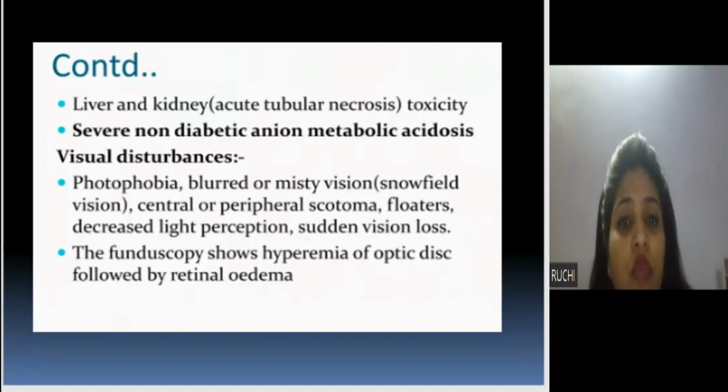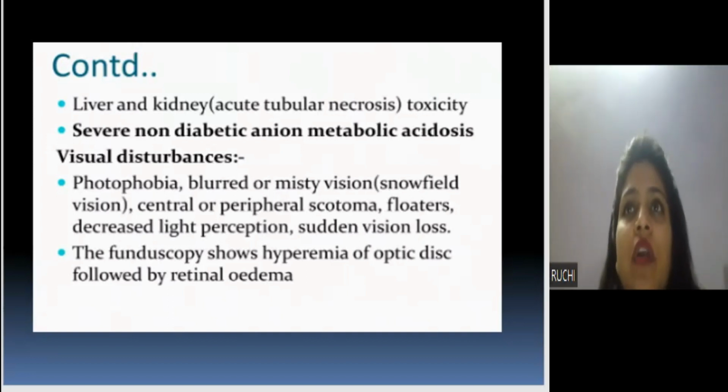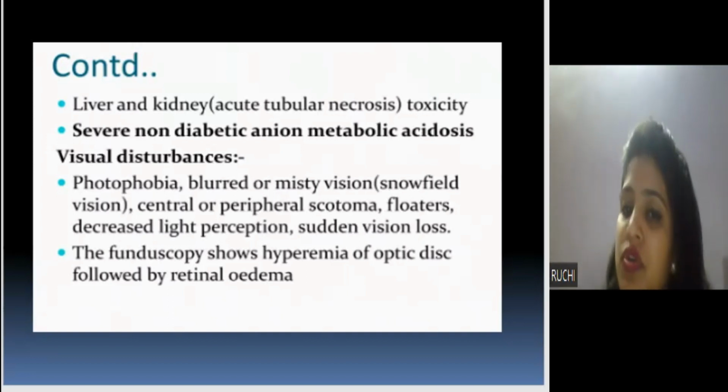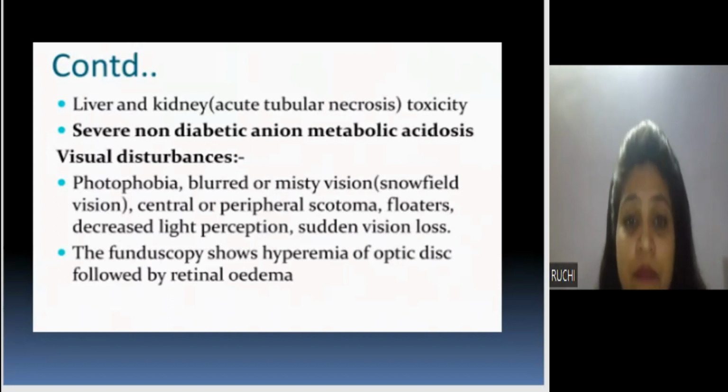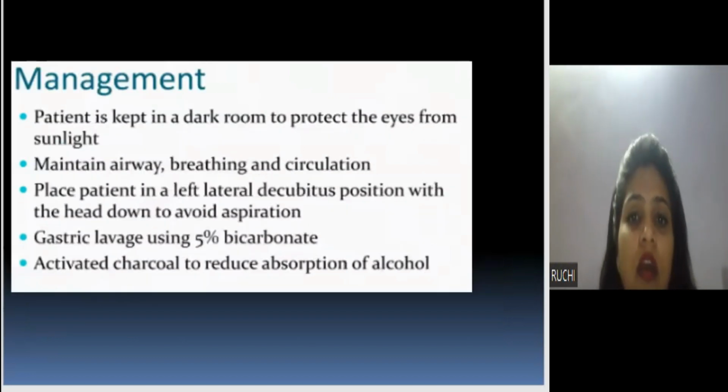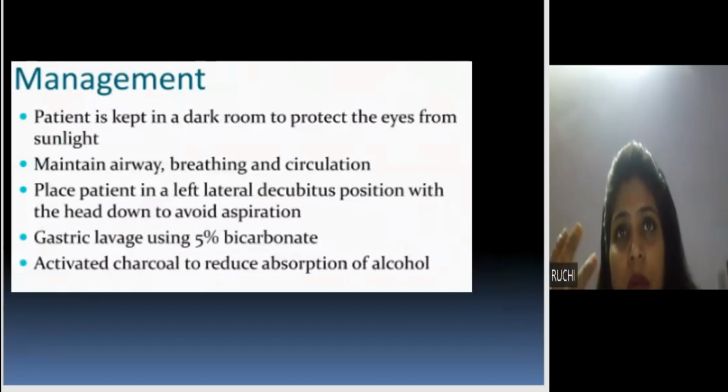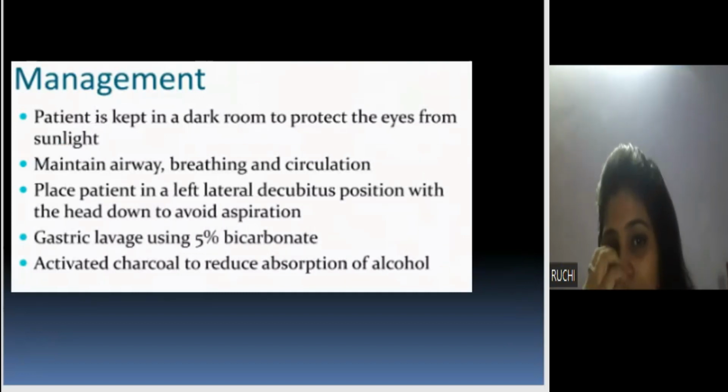Visual disturbances, as I told, include photophobia, blurry or misty vision, central or peripheral scotomas, floaters, and decreased visual acuity. So basically, methanol affects your retina, and it is very dangerous to the eye. You can be permanently blind. Fundoscopy shows hyperemia of the optic disc followed by retinal edema. To protect your eyes, a vital organ of your body, you have to keep the patient in a dark room to protect the eyes from sunlight.